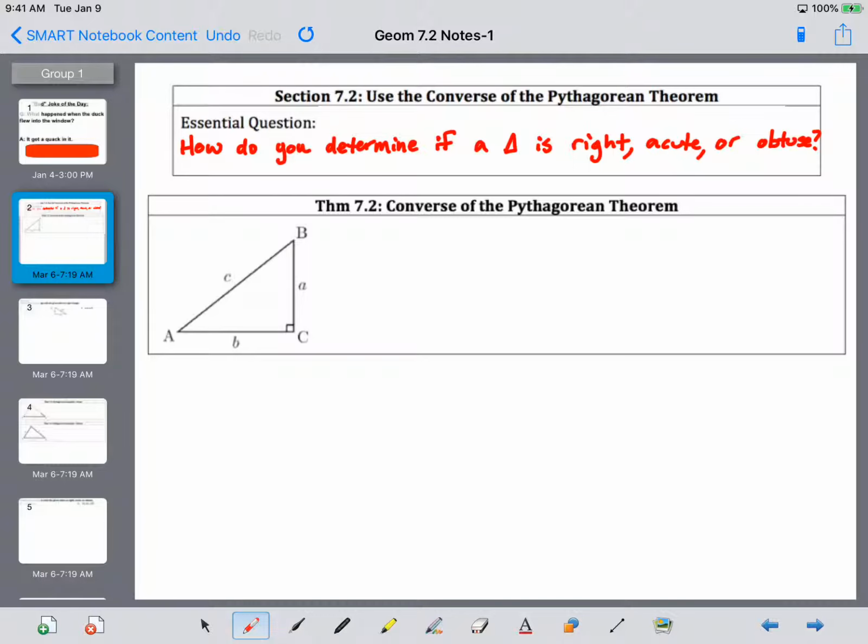So, the converse of the Pythagorean theorem assumes that you have three side lengths. If a squared plus b squared does in fact equal c squared, so if that works out to be true, then triangle ABC is a right triangle. So we're going to use that idea with some given numbers to see whether or not the triangle that we're looking at really is a right triangle. Okay, so let's give that a shot.